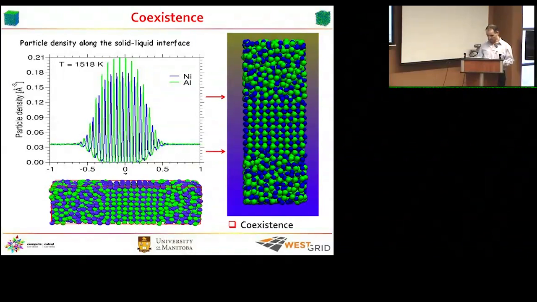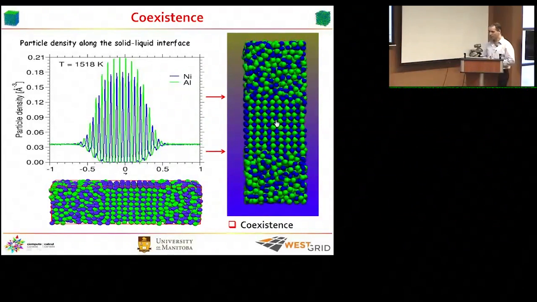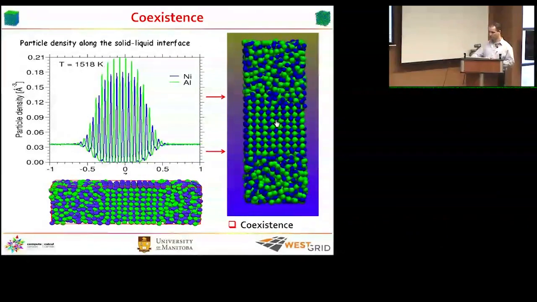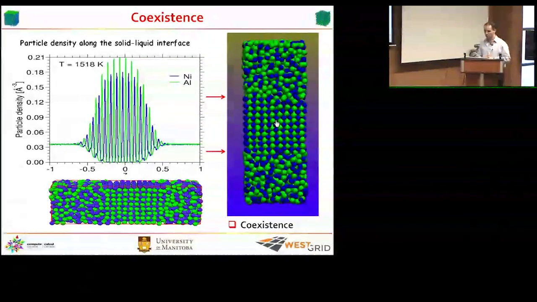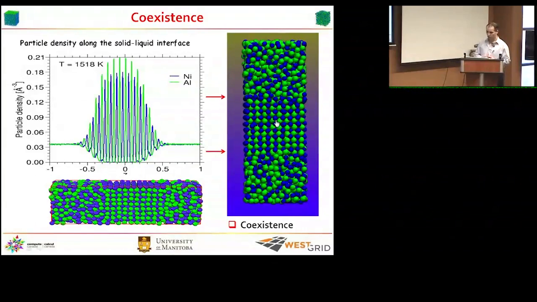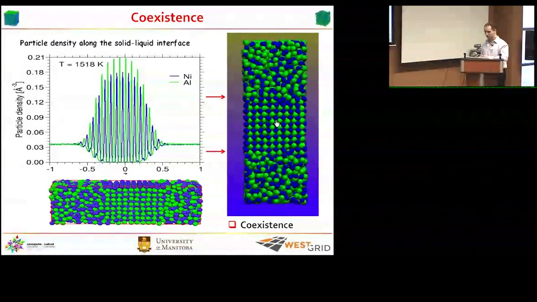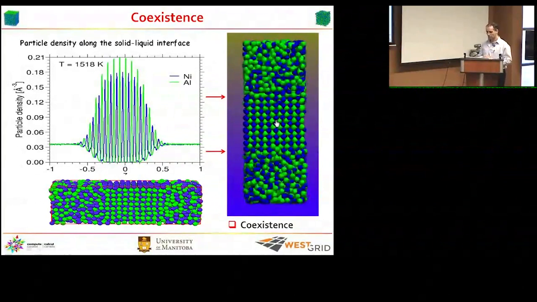For example, if I run this simulation at this temperature, 15, 18, basically nothing happens. We have just some fluctuation around the interface. Some particles from the liquid became solid for some time, then go back to the liquid.